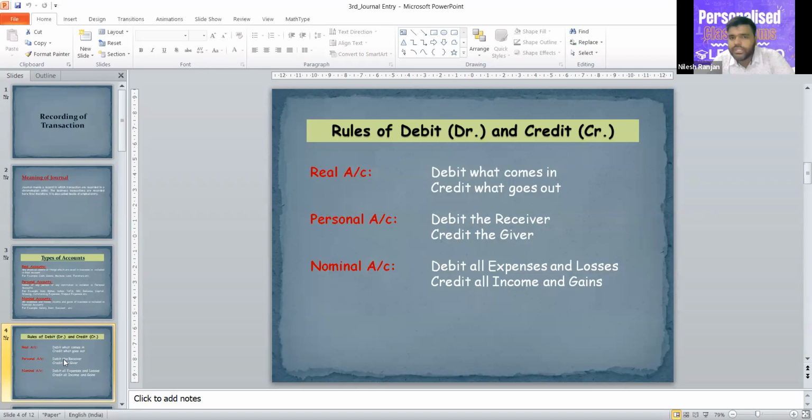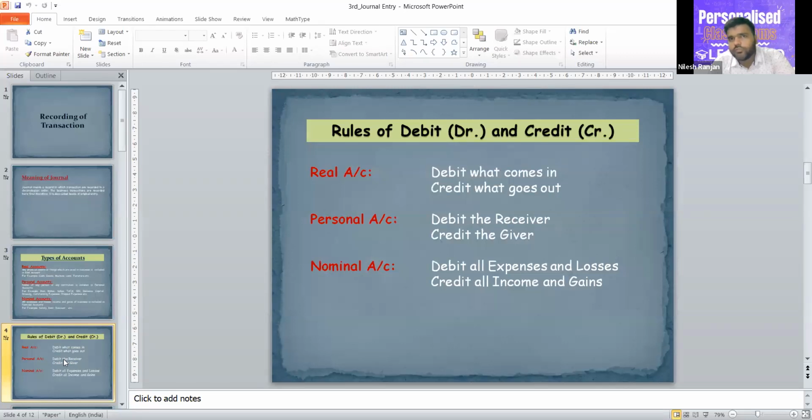So what is the meaning of the first one? What do you understand by debit? What comes in, credit what goes out? The money which comes in is debit, and credit is what goes out. Okay, so we will discuss only money in this room. Debit what comes in. So if money comes in, it will be debited, and if money goes out, it will be credited, in a real account.